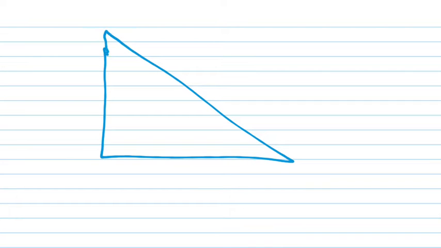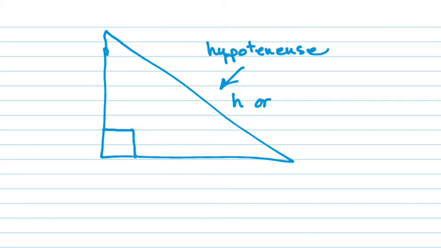Another thing about right triangles that you need to know is how to label them. They have to be labeled properly. Which one is the longest side? The hypotenuse, the slanted side. And we always call that one H, or usually in the Pythagorean formula, you use C. So it's H or C, and for the formula, we typically use C.